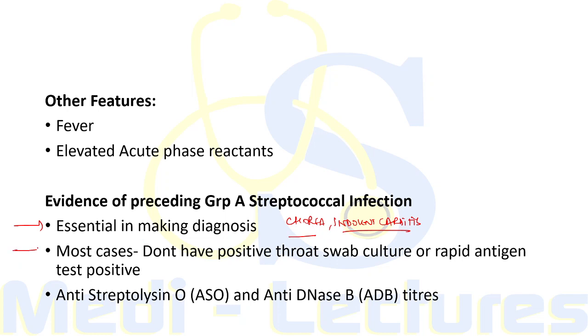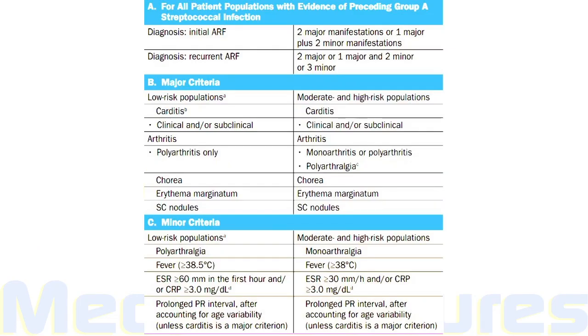In most of the cases, we don't have positive throat swab culture or rapid antigen test positive, so serological evidence is usually needed. The most commonly used serological tests are anti-streptolysin O, which is known as ASO titers, and anti-DNase B, which is ADB titers. These are most commonly used in clinical practice. Now let's see the diagnosis of acute rheumatic fever. So the criteria which is followed is known as Jones criteria.